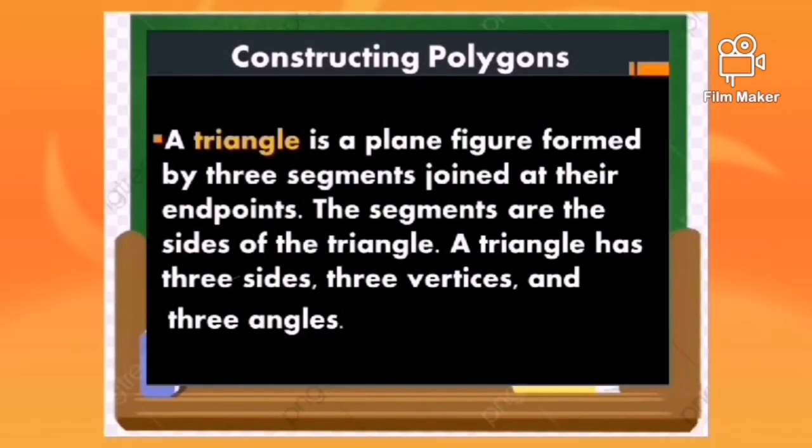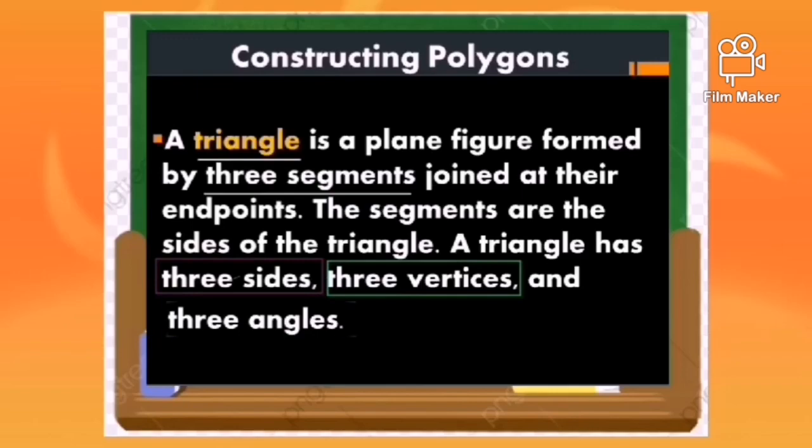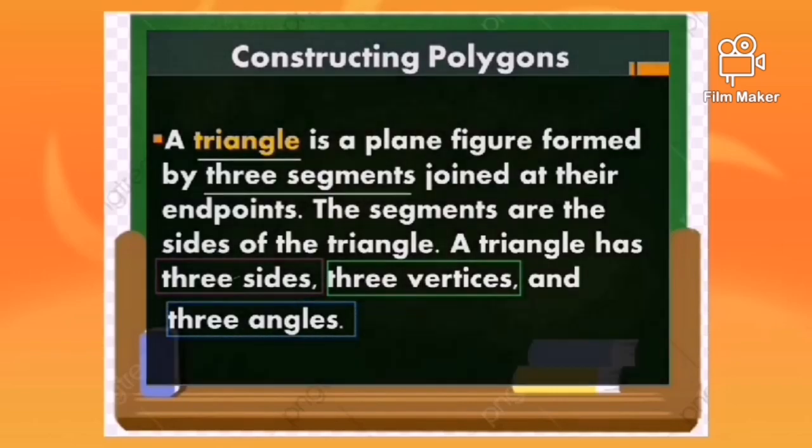So the first polygon that we are going to discuss is a triangle. A triangle, by definition, is a plane figure formed by three segments joined at their endpoints. The segments are the sides of the triangle. A triangle has three sides, three vertices, and three angles.